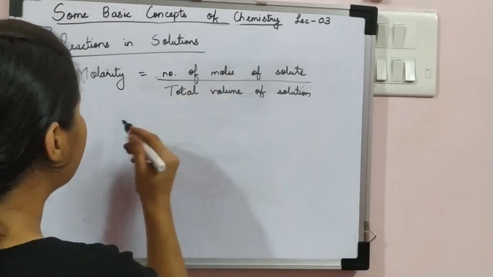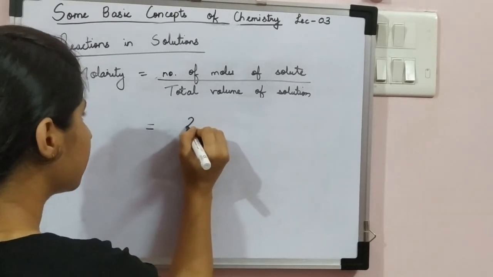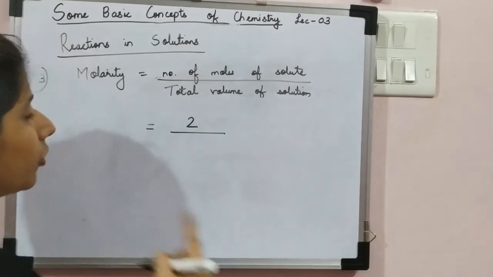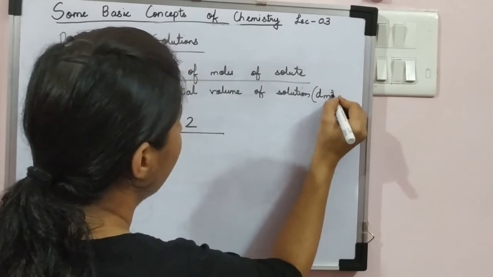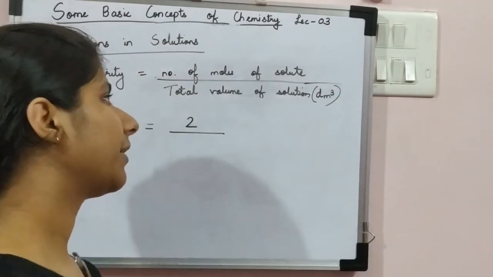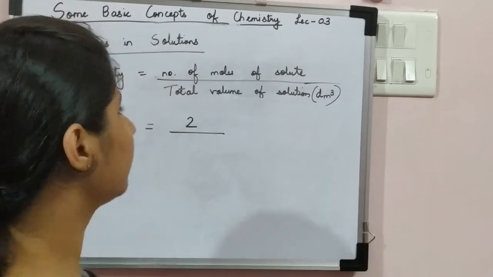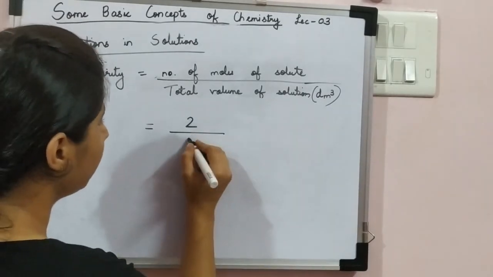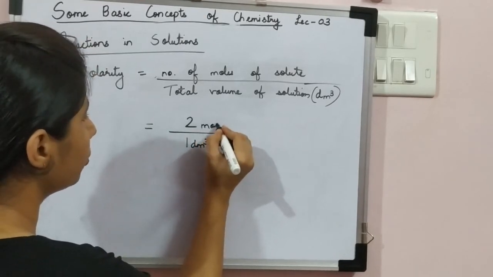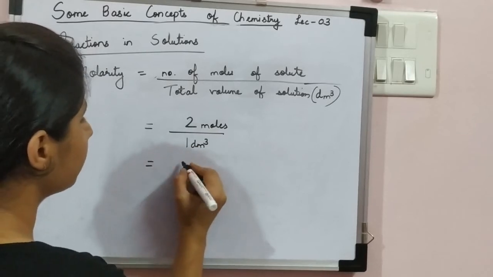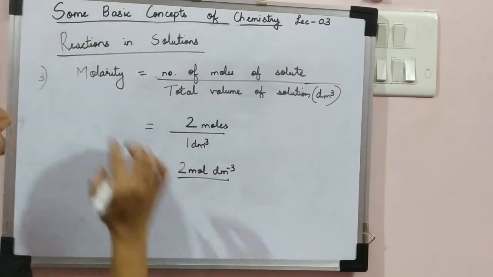Now, how to calculate number of moles? It is given weight upon molecular weight. Let's say the number of moles of a solute is 2, and I know the total volume of the solution. The volume of the solution should be in decimeter cube in molarity. If I'm given the volume in centimeter cube or meter cube, I'll have to convert that into decimeter cube. We learn this in questions. Now if I have 1 decimeter cube of a solution, what would be the molarity? This is 2 moles upon 1 decimeter cube, which comes out to be 2 mole per decimeter cube. Okay, so this is the molarity of the solution.